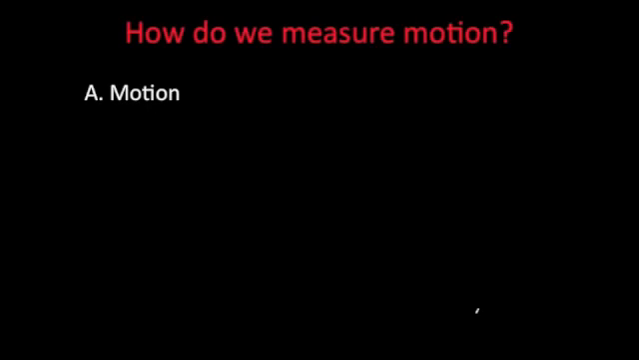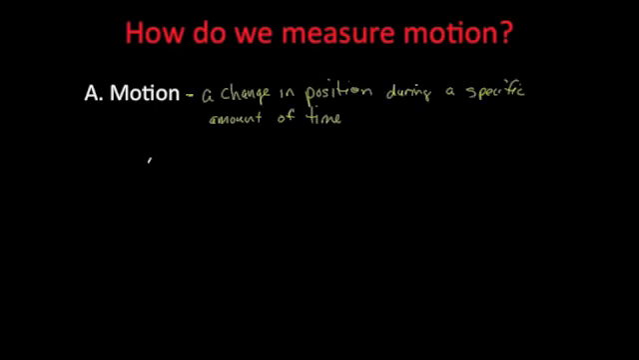Today we're going to discuss how we measure motion. Well, first let's define what motion is. What is motion? Motion is a change in position during a specific amount of time. Motion is measured relative to an observer. So whoever's watching the motion occur is going to be measuring the motion.